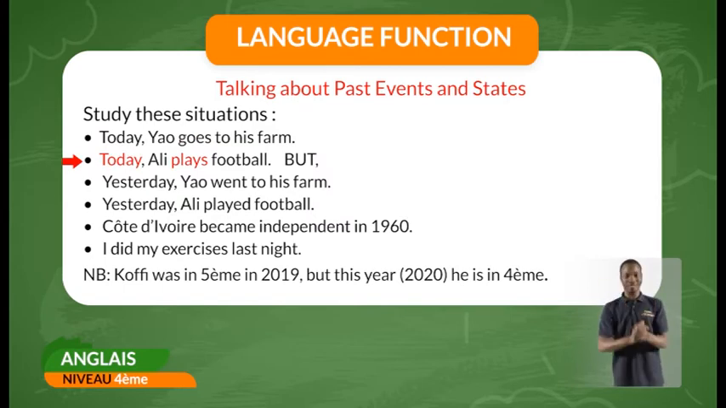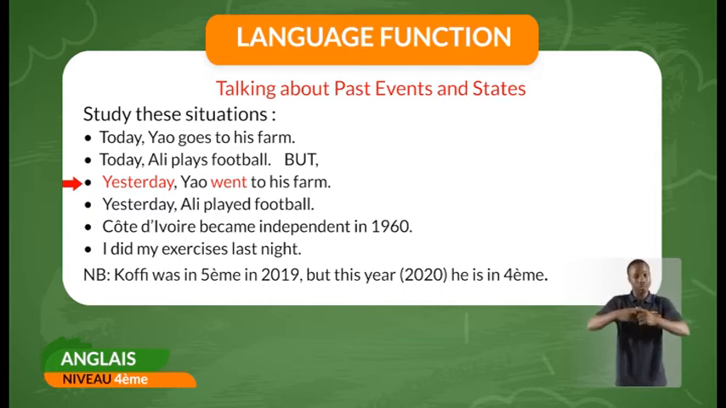So all these actions are done in the present. But if I say yesterday, the tense is going to change. Yesterday, Yao went to his farm. All right? Went. That's the simple past of the verb to go. Okay? Where did Yao go yesterday? Where did he go? He went to his farm.